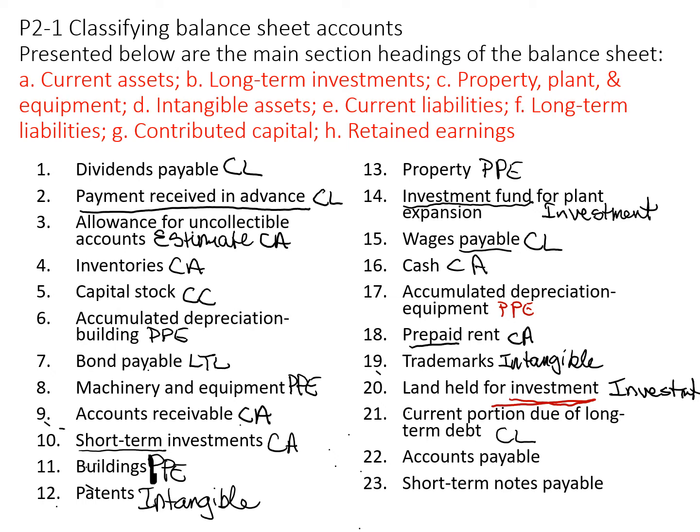Accounts payable is like bills payable, or credit cards payable. It's a current liability because you need to pay those accounts this period. And short-term notes payable is a big tip-off that it is a current liability. So all of these are balance sheet accounts. It's just what kind are they? So that's the classification.